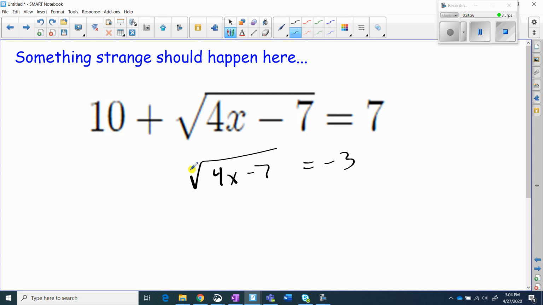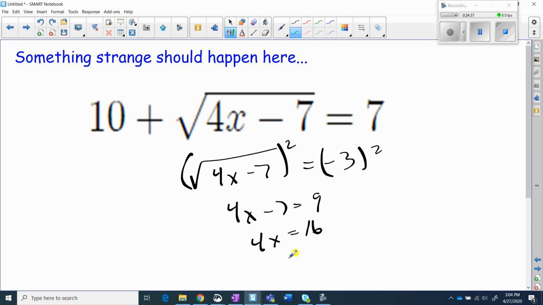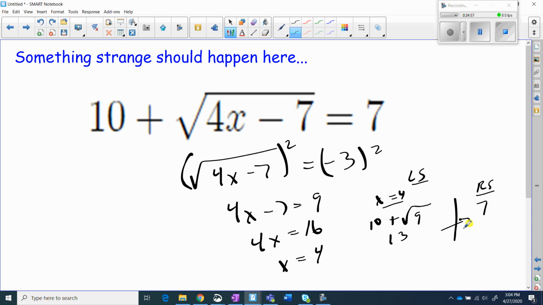You said, what if I don't notice that? Well, watch what happens if you keep going. So you just keep going, square both sides. You get 4x, take away 7 equals 9, 4x equals 16, and I get x is 4. I verify it. Left side, if I put 4 in where the x is, it'll become 10 plus the square root of 9, which will be 13. And the right side, when I check here, is a 7. Those are different.